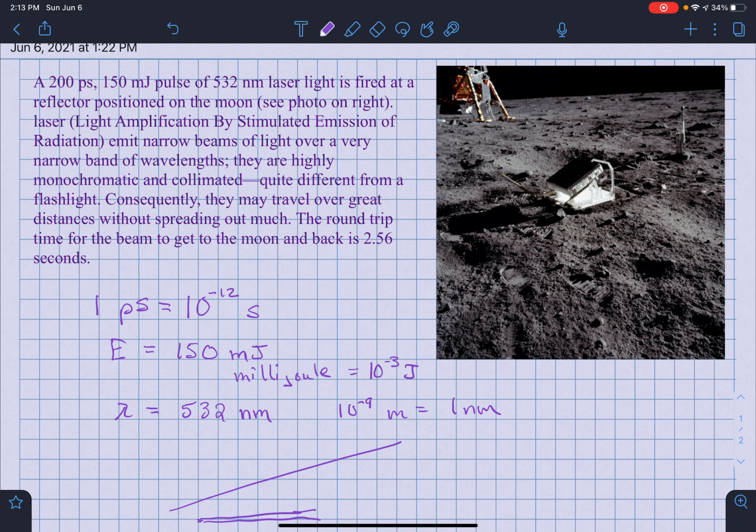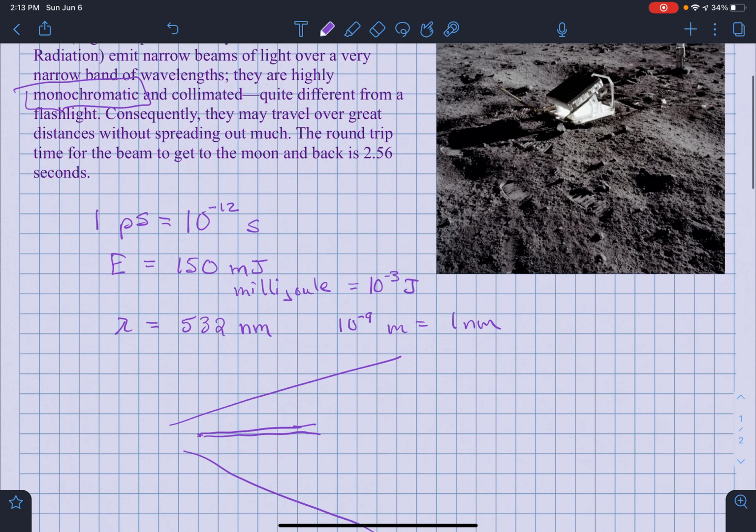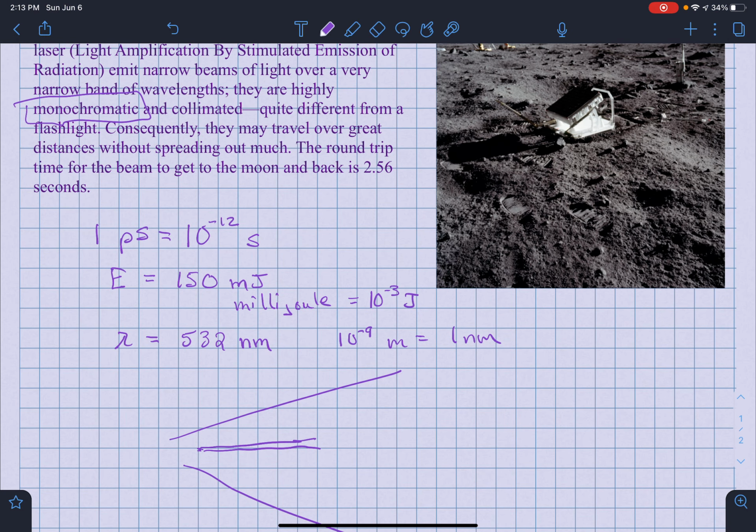The other important characteristic of laser beams is that they are highly monochromatic. And what that means is they are at a very narrow range of wavelengths. Again, a flashlight is emitting light over a broad range of wavelengths throughout the visible region of the spectrum. All right. And remember, we define visible as 400 to 700 nanometers in wavelength.